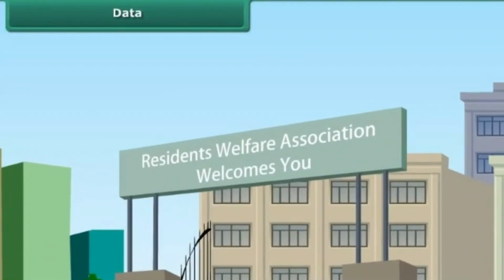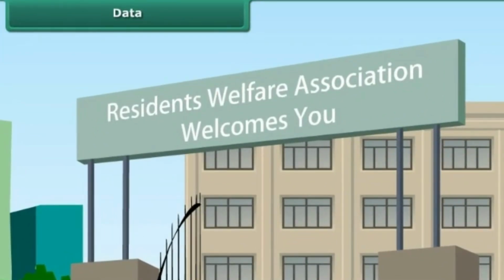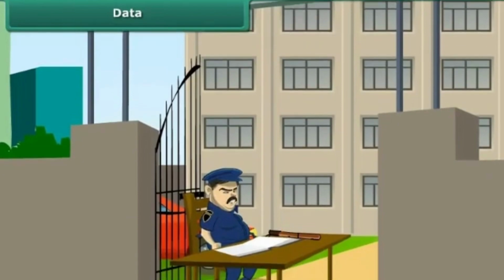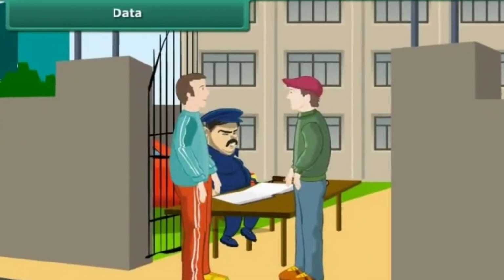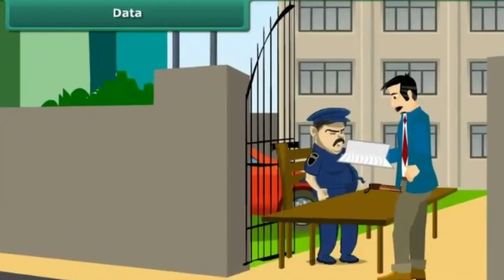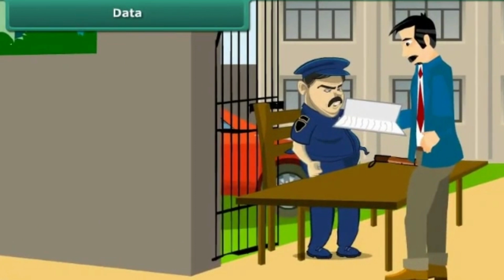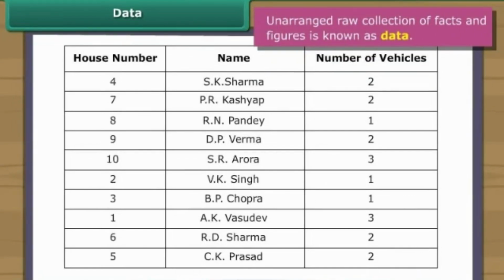Data. The Residents' Welfare Association or RWA of a certain locality has decided to charge the residents for parking more than one vehicle inside the residential complex. For this purpose, it has asked the residents to provide details of their vehicles to the security guard at the entrance gate. A week later, the president looks at the register. Let us see the details provided by the residents of the locality. Such unarranged raw collection of facts and figures is known as data.